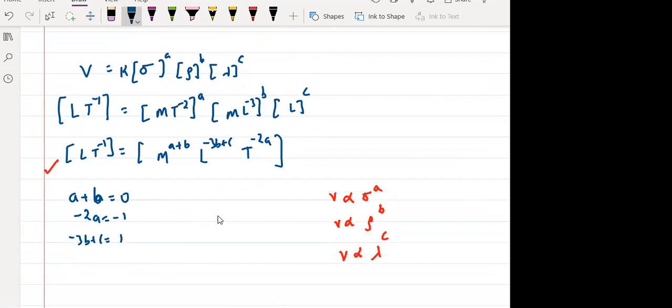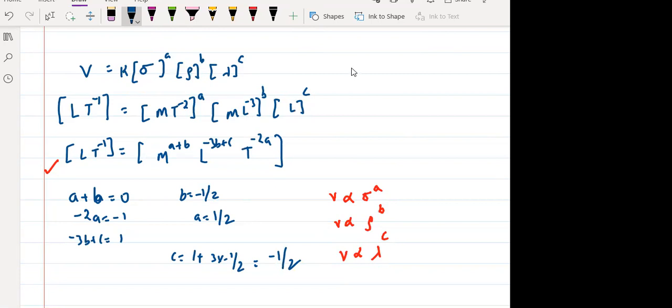A is equal to 1 by 2. If A is 1 by 2, then using the first equation, B is equal to minus 1 by 2. Then C is equal to 1 plus 3 into minus 1 by 2, which is again minus 1 by 2. Clear? I hope all of you understood this now. Yes or no? Raise your hand. Concept clear?